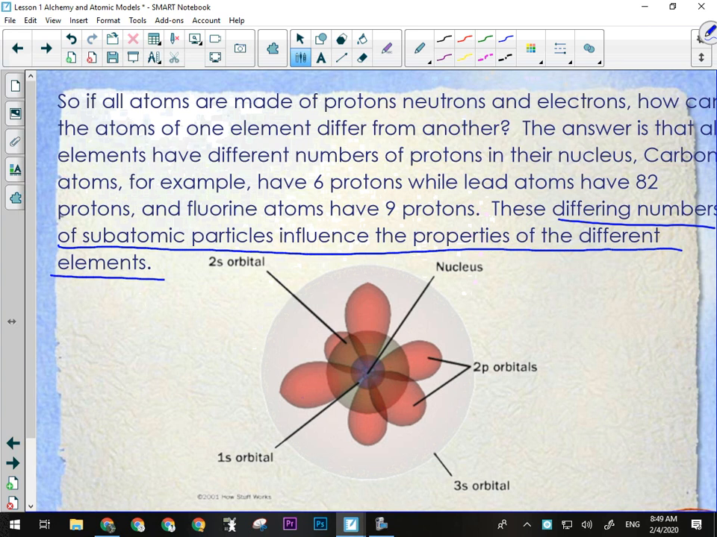So carbon has 6 protons. It's a solid. Whereas fluorine has 9 protons, and it's a gas. Everything has different properties because the number of protons is what determines the properties of the atom.